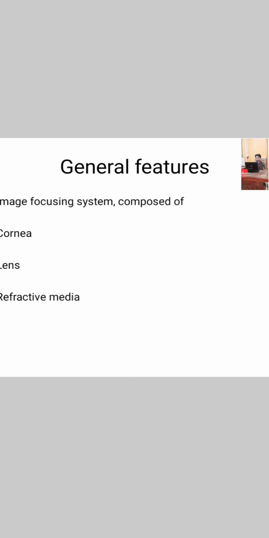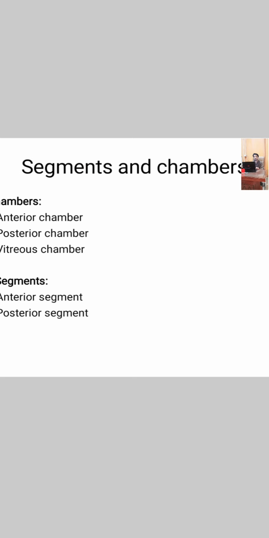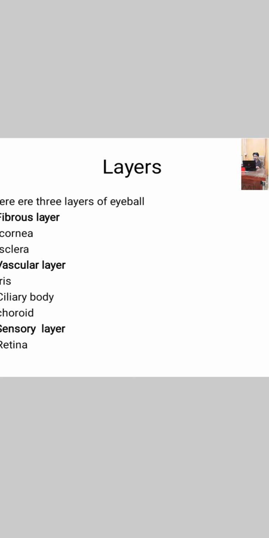Now coming to our lecture, basic structure and layers of the eyeball. The first is the image focusing system, which is composed of the cornea, lens, and refractive media. Then the segments and chambers. How many segments and chambers are there in the eye? The chambers are three in number: anterior chamber, posterior chamber, and vitreous chamber. The segments are two in number: anterior segment and posterior segment.